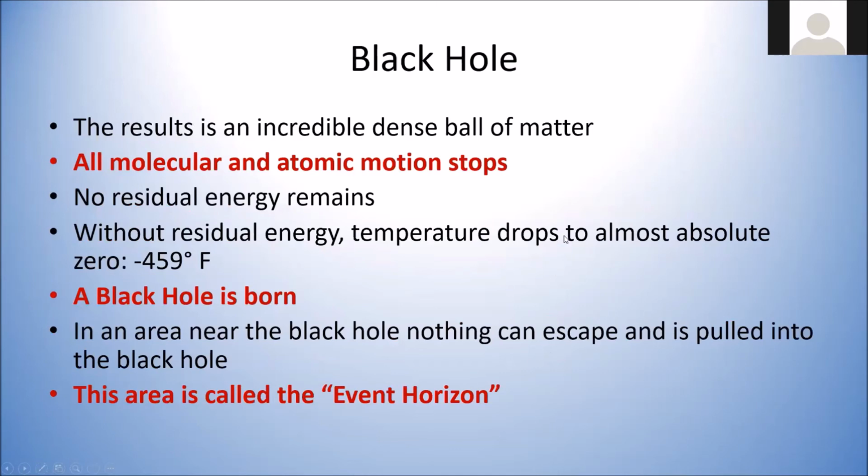The result is an incredibly dense ball of matter. All molecular and atomic motion stops. No residual energy remains. Without residual energy, temperatures drop to almost absolute zero, which is minus 459 degrees Fahrenheit. So a black hole gets born. There's an area near the black hole where nothing can escape and is pulled back into the black hole. That area is called the event horizon.